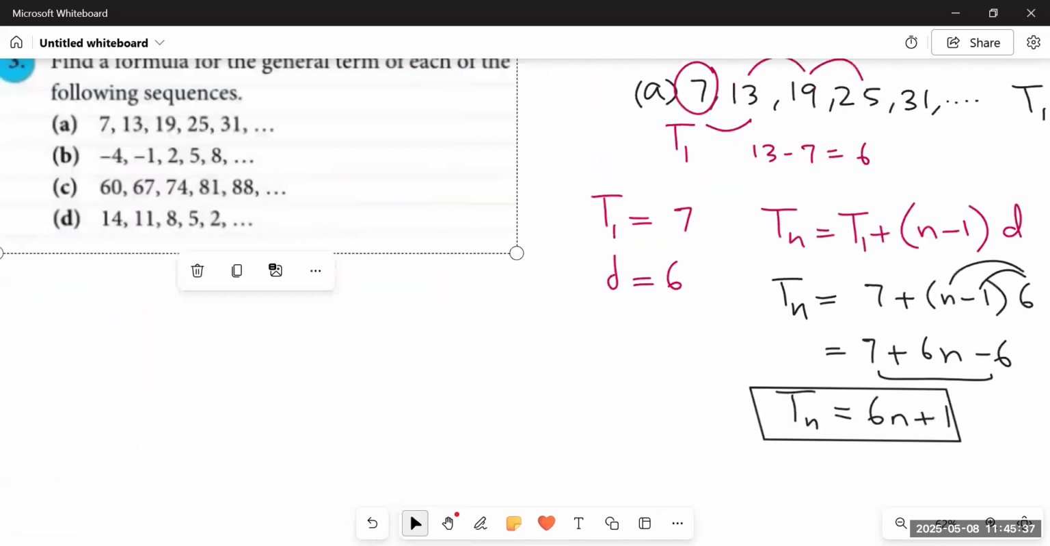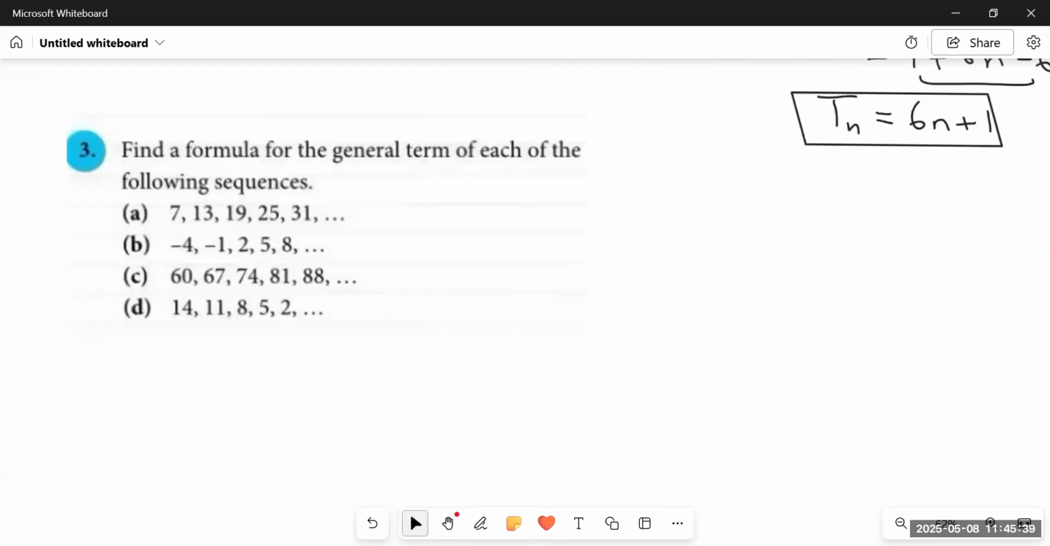Okay, now let's move to part B. Part B says minus 4 is T1. The first term would always be T1. Then we have to find out the difference between the two terms. You either can take any of the two terms, or you can take the second and the first term. So since we have to find a difference, let's take minus 1 minus 4.